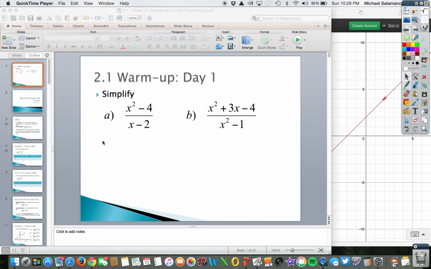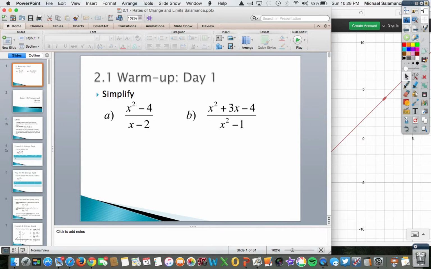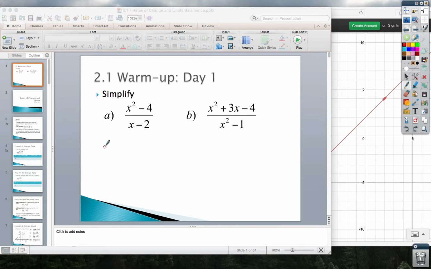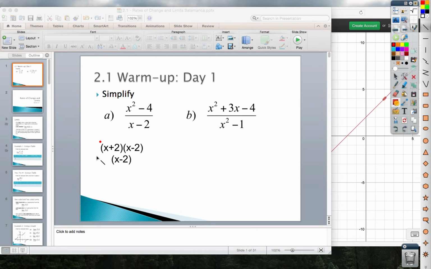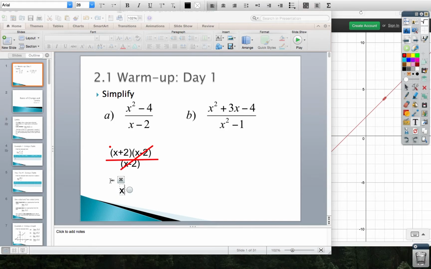So first we notice x squared minus 4. Now that's a difference of two squares. So we're going to go ahead and type out x plus 2, x minus 2, all divided by x minus 2. And you'll notice because we have the same binomial on the numerator and denominator, they cancel out, and we're left with x plus 2. We'll go ahead and do the same thing for part B.